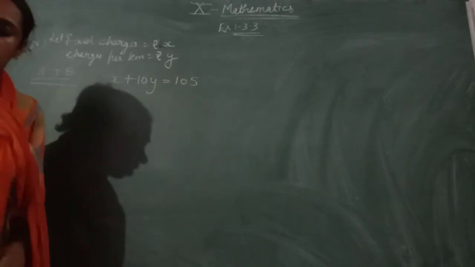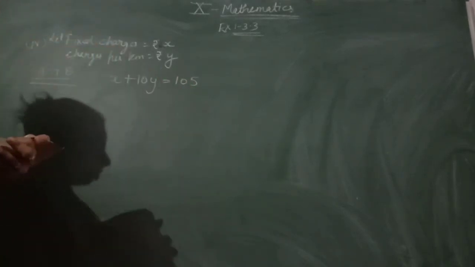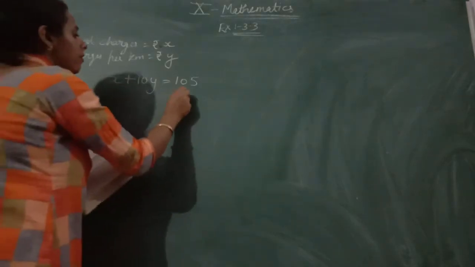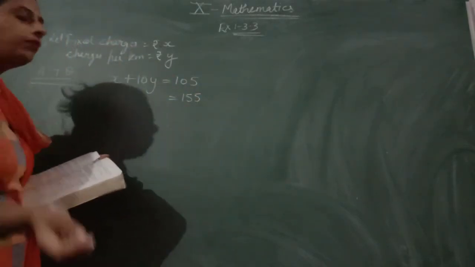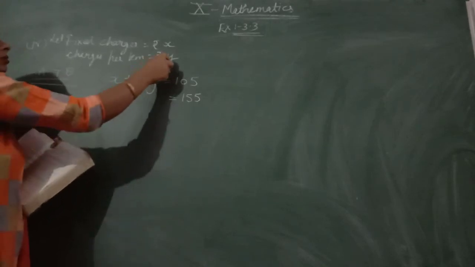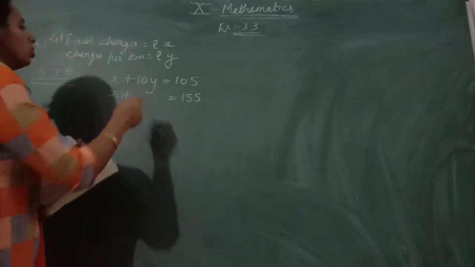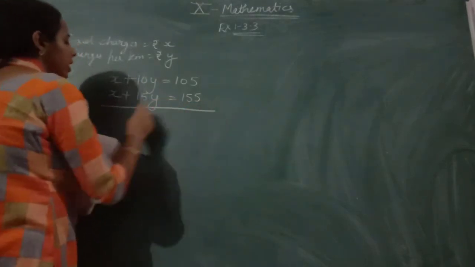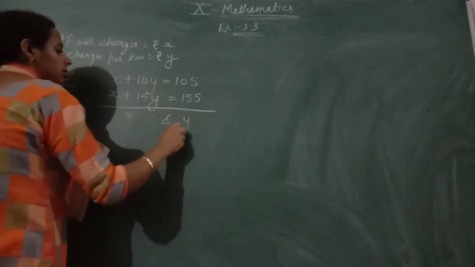And for the distance of 15 kilometers, he has to pay 155 rupees. Suppose some person is going 15 kilometers, firstly he pays the fixed charges, and along with it the charge per kilometer is y, so for 15 kilometers there is 15y. So on solving these two equations you will get the values of x and y by the substitution method.